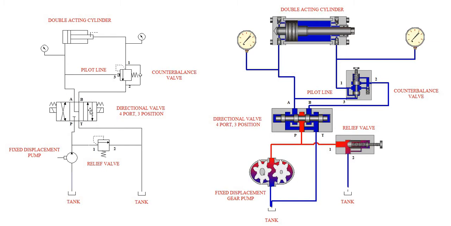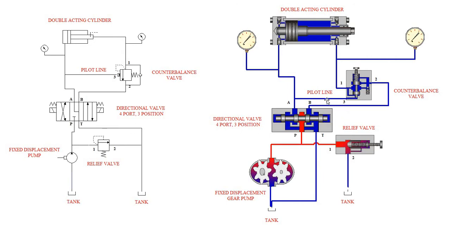The second position is the center position. In this case, P is blocked in the center position, but A and B go to T. Another name for that spool configuration is the float position. And our far right position would be P going straight through to A and B coming back to T. So P going to A and B going back to T.